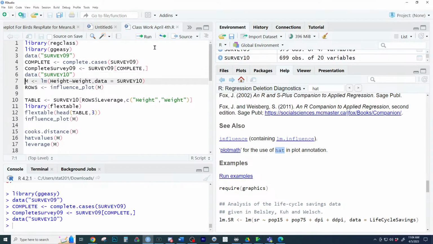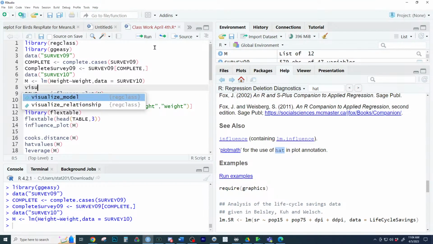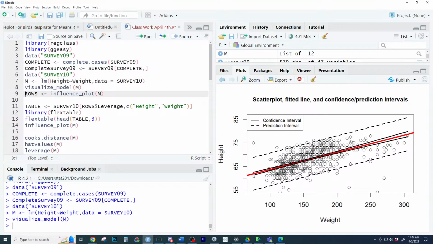So let's show what this kind of looks like right here. We're just going to visualize it easily with this. This is a very quick way to visualize models. And you can see right here, we're using weight as the X variable and height as the Y variable. Now you'll notice you have this point way up here, these 3 points down here, 1, 2, 3 over here, and then this cluster of 3 down here.